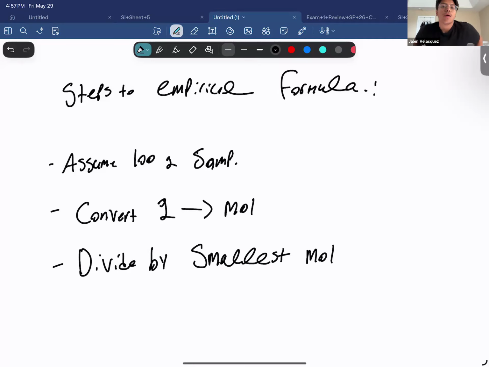Okay. So just to remind you of the steps to writing an empirical formula. First, you must assume that you have a 100-gram sample. By assuming that, we can convert our percentages of mass to grams. Next, you need to convert from grams to moles. After that, you're going to divide all of them by the smallest number, and that'll give you your simplest ratio.